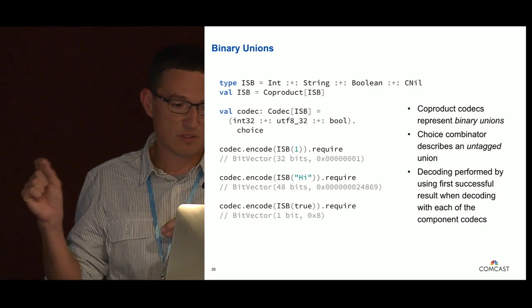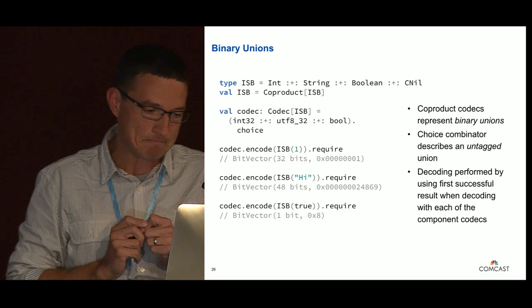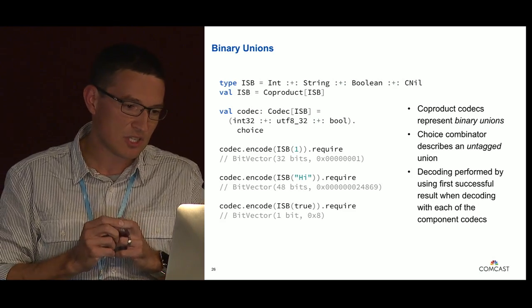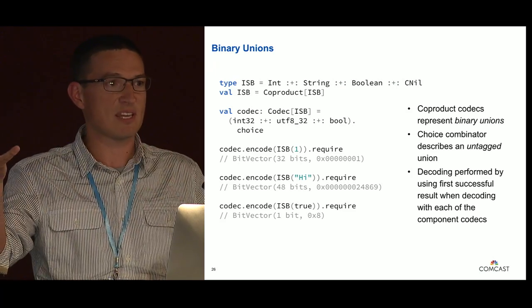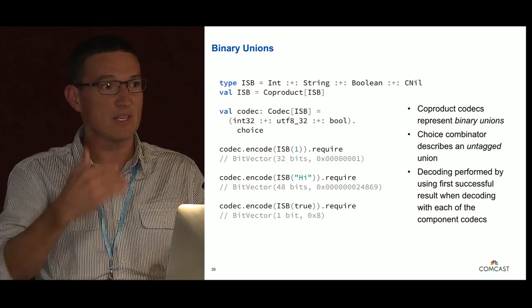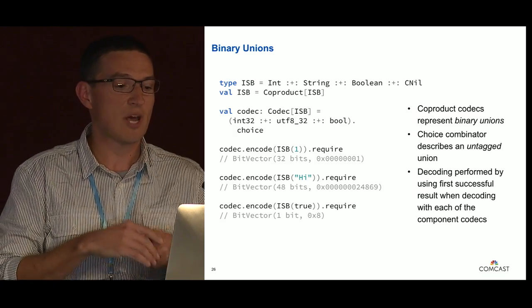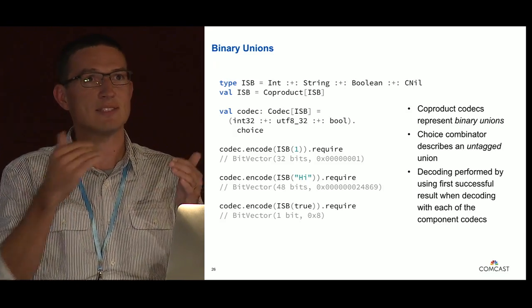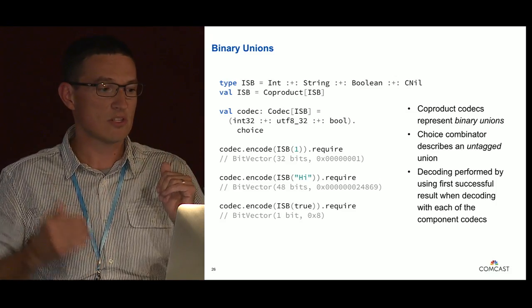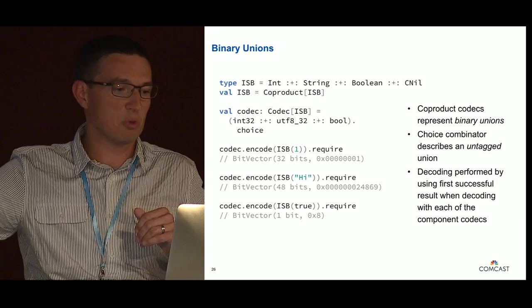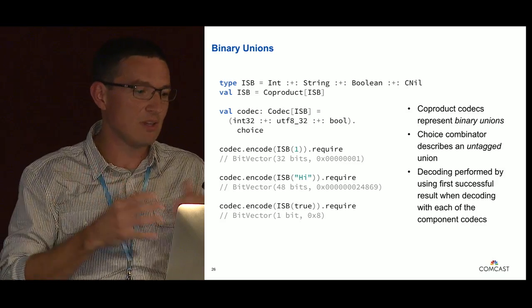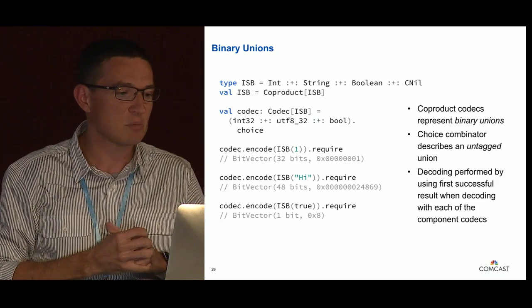So the first way we're going to use this is this notion of a binary union. And a binary union basically is a set of bits that can be interpreted in a set of different ways. And I do not have any notion of how to select amongst these different ways. So here I have a coproduct type defined as ISB, which is going to be an Int, a String, or a Boolean. We'll create a convenient constructor for it, also called ISB.